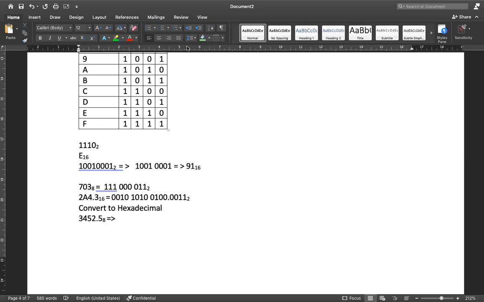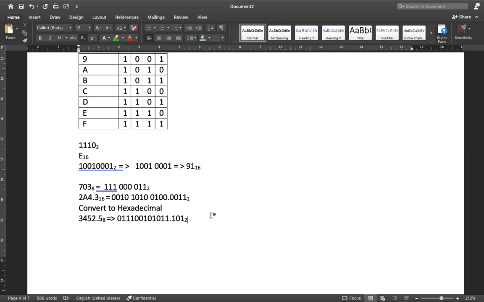Giving me various answers, no. Okay, so let's write this in binary. This is octal, no. Let's write this in binary. 3 means 0, 1, 1. 4 means 1, 0, 0. 5 means 1, 0, 1. 2 means 0, 1, 0. 5 means 1, 0, 1. This is in binary.